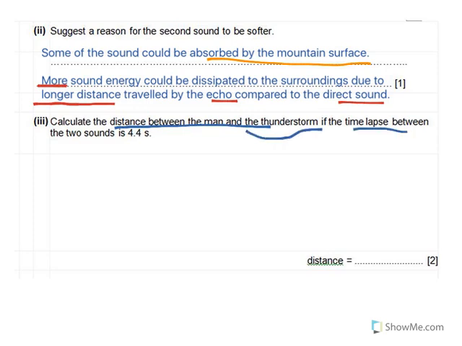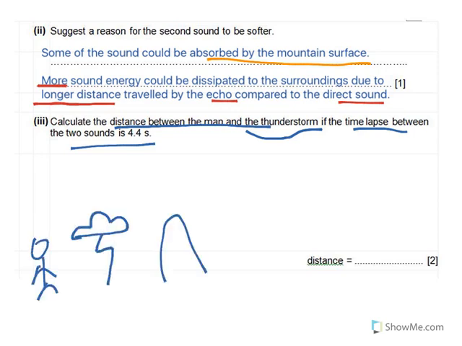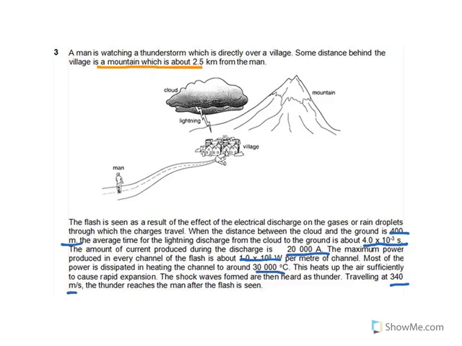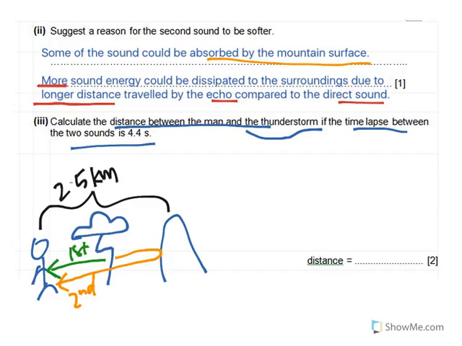So the next question: the distance between the man and the thunderstorm, if the time lapse between the two sounds is 4.4 seconds. So we know that the distance to the thunderstorm is unknown, but this is the first sound, and then we have the second sound, which is the distance traveled this way. We know the distance to the mountain has been given in the question, 2.5 kilometers from the man. And we know the time lapse, which is the difference in the time taken for the sound to travel. The sound took 4.4 seconds to travel this.